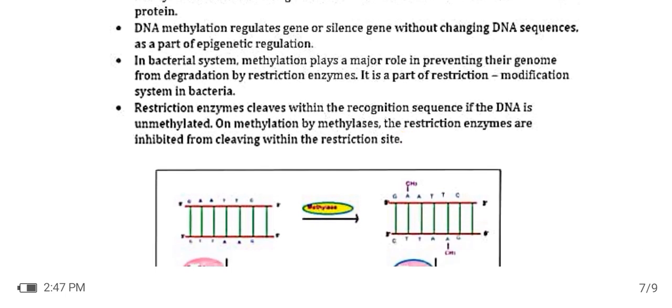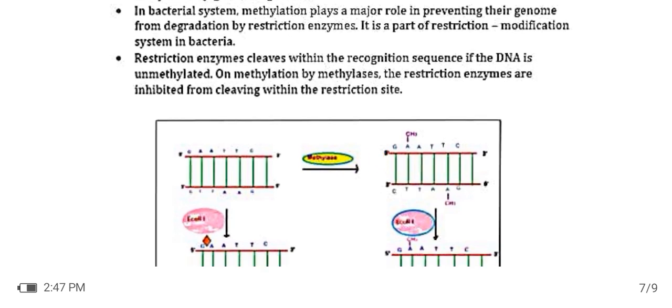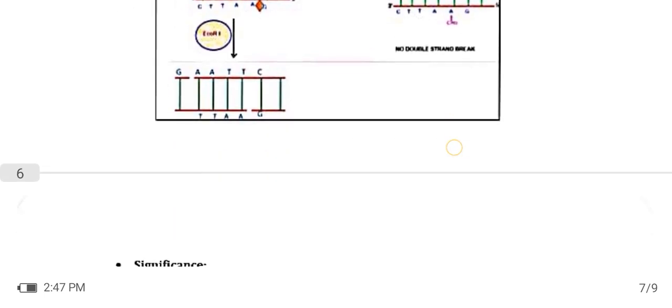In bacterial systems, methylation plays a major role in preventing their genome from degradation by restriction enzymes. It is a part of the restriction modification system in bacteria. Restriction enzymes cleave within the recognition sequences if the DNA is unmethylated. On methylation by methylases, the restriction enzymes are inhibited from cleaving within the restriction site.